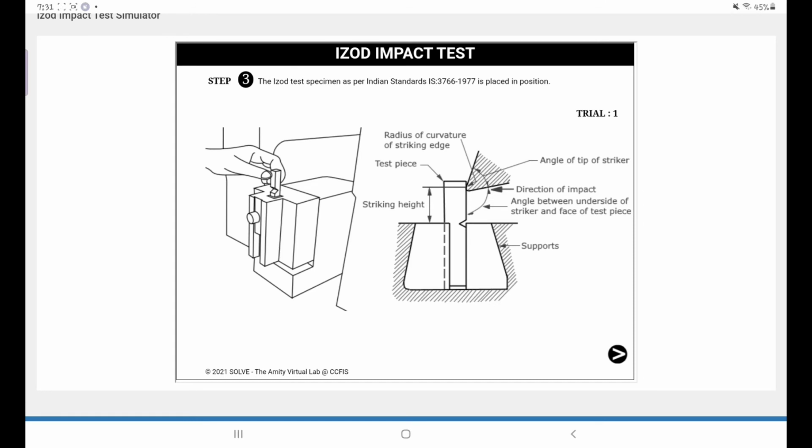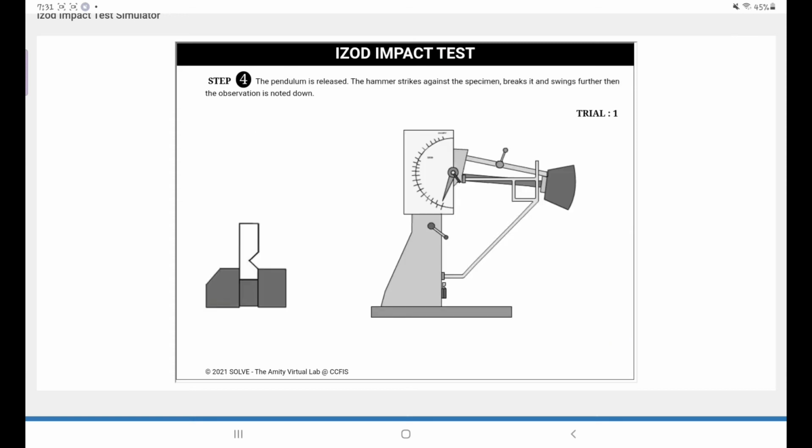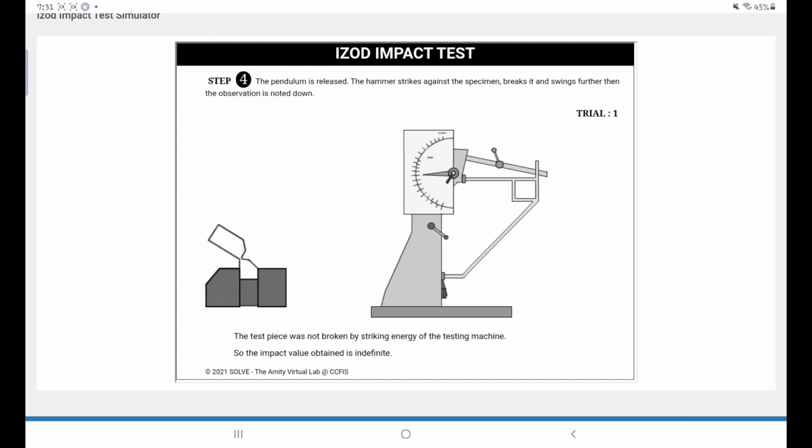The Izod test specimen as per Indian Standard IS 3766-1977 is placed in position. The pendulum is released. The hammer strikes against the specimen, breaks it and swings further, then the observation is noted down. The test piece was not broken by striking energy of the testing machine, so the impact value obtained is indefinite.